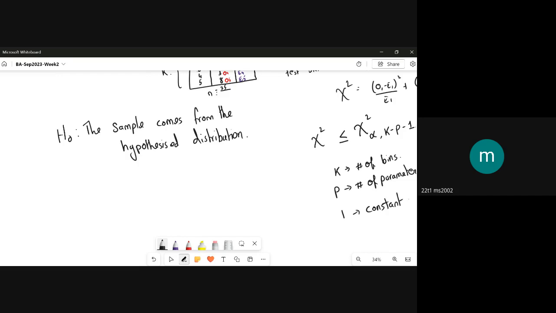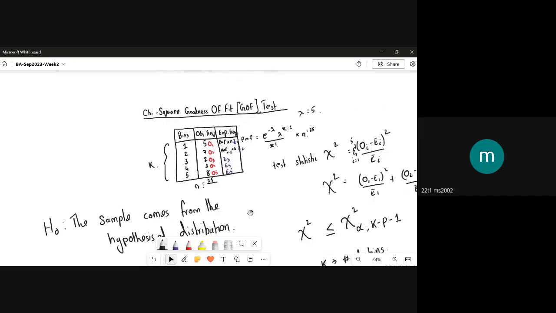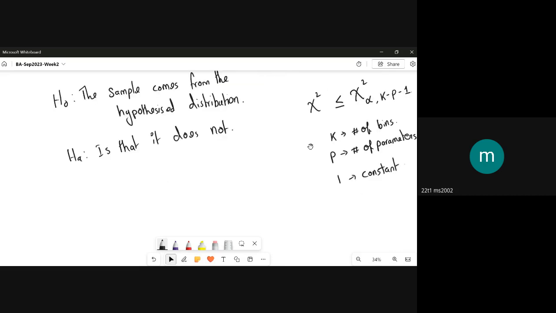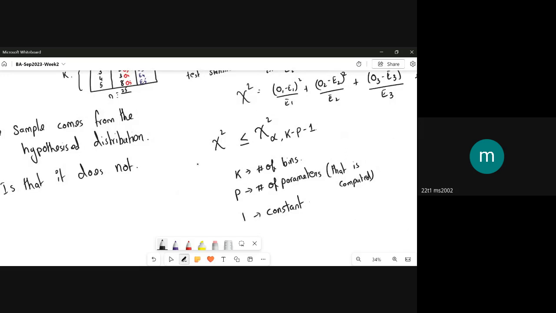In this case, my hypothesized distribution is going to be a Poisson distribution. Since I took the PMF for a Poisson, the null hypothesis is that the sample indeed comes from the hypothesized distribution. Whereas the alternative, HA, is that it does not come from that distribution. So it's coming from a different distribution. And once you perform this test under this null hypothesis, and you find that the chi-square value is less than or equal to alpha at k minus p minus 1 degrees of freedom, you conclude.